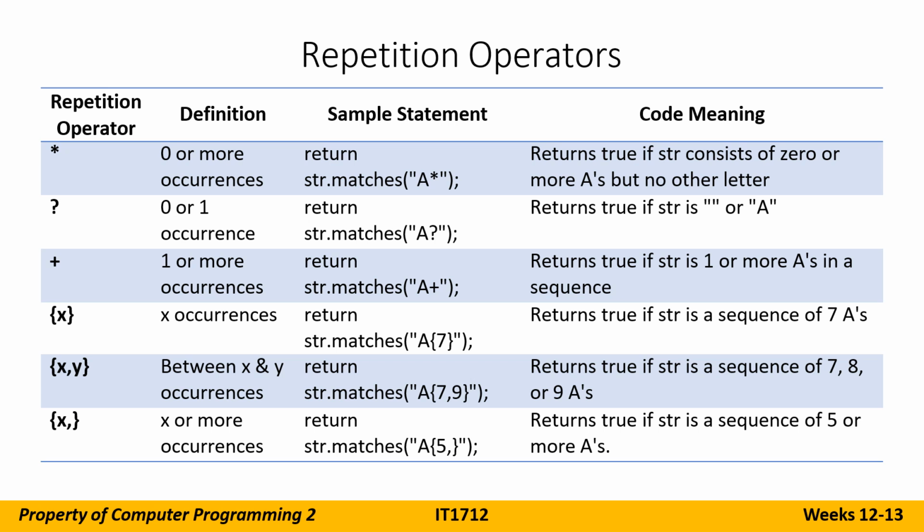{x}: x occurrences, returns true if str is a sequence of 7 a's. {x,y}: between x and y occurrences, returns true if str is a sequence of 7, 8, or 9 a's. {x,}: x or more occurrences. Returns true if str is a sequence of 5 or more a's.